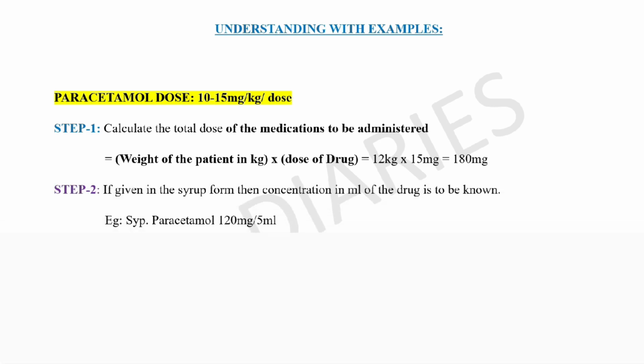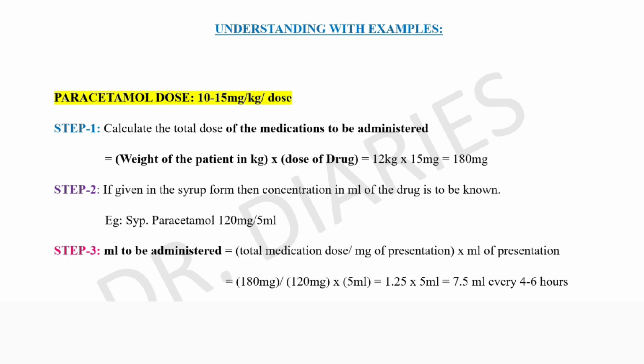Now step 2 is, if we have to give this in the syrup form, then the concentration in milliliters of the drug is to be known. Each 5 milliliters of syrup of paracetamol has 120 milligrams of the drug. Step 3 is to understand the milliliters to be administered. Total medication dose divided by milligrams of presentation into milliliters of presentation. After putting all the values and after calculating, we get 7.5 milliliters. Thus, for paracetamol, we have to give 7.5 milliliters once in every 4 to 6 hours.